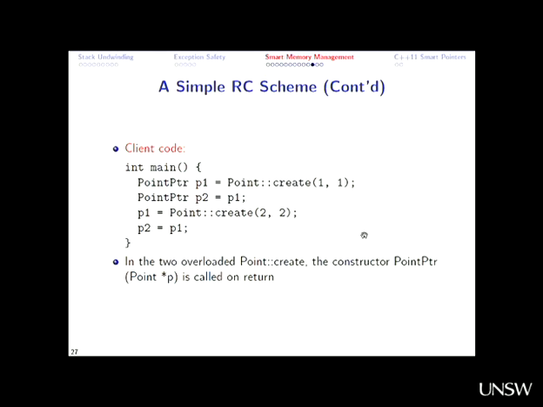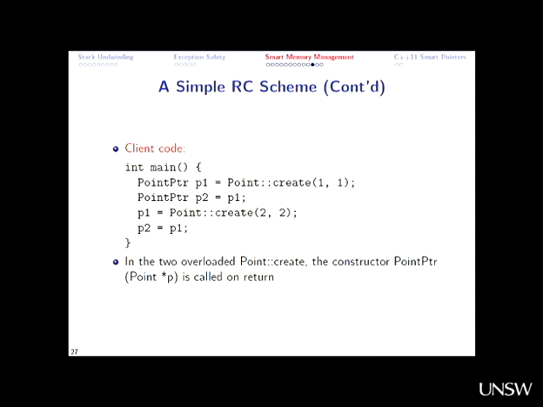The main method says, create me one of these pointer objects using the static create factory. Okay, I now have one object, and that object has a reference count of 1. I have a second point PTR object, and I say equals to 1. What do people think happens at this point?